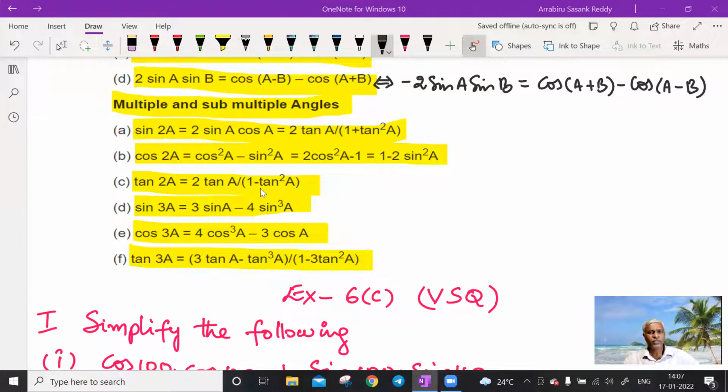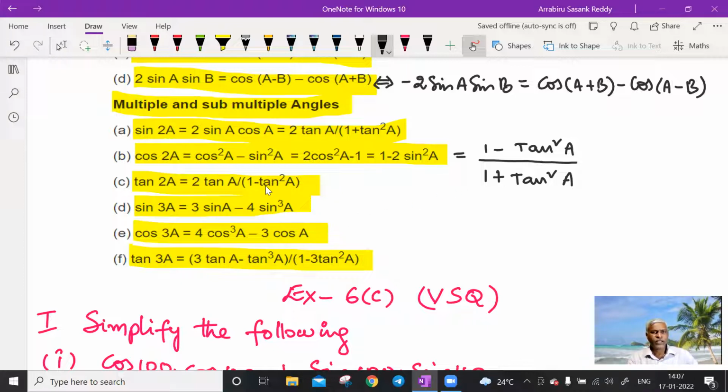Tan 2A is 2 tan A by 1 minus tan square A. For cos 2A, you can also write 1 minus tan square A by 1 plus tan square A.